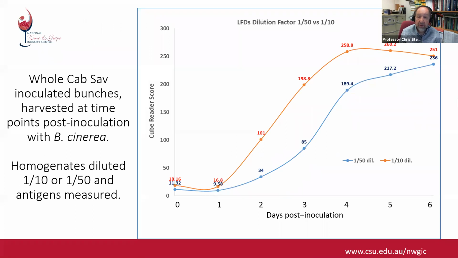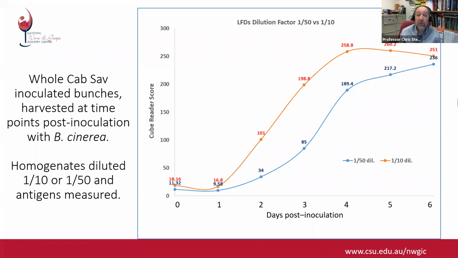Now there's 2 curves here, and you'll notice that one is a 1 in 10 dilution, one is a 1 in 50 dilution. And I'll come on to that later, but there is not a strict linear relationship between the antigen and the amount of Botrytis. So the dilution that you use is quite important. But you can see day 0, there was no Botrytis present. That's the background.